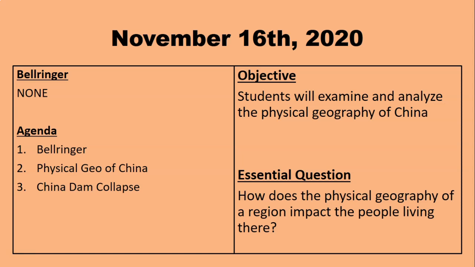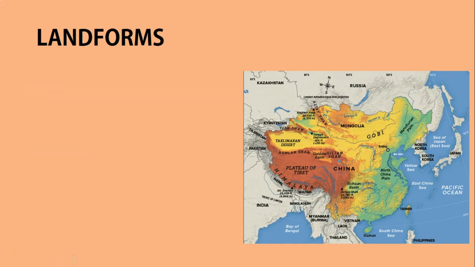So what we're going to do today, and I should have already explained this, is we're just going to be examining and analyzing the physical geography of China, and more specifically, how the physical geography impacts the people who are living here.